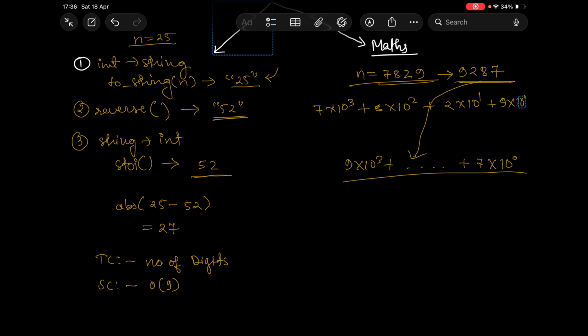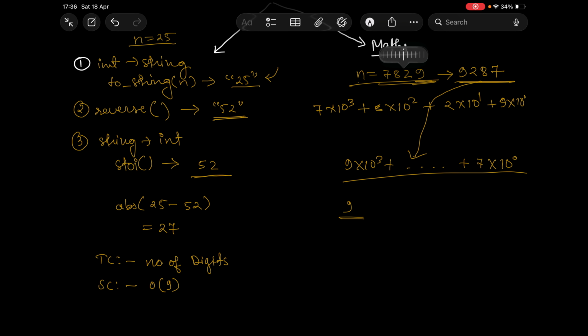Now, to start forming this, what is the first number that we can get? The first number is 9, right? So how can we get 9? If we do mod of this number n with 10, we would get this value 9. Okay, so we got 9. Now we will do something to this. What is the next value that we need to form? That is 2, right? How can we get the 2?